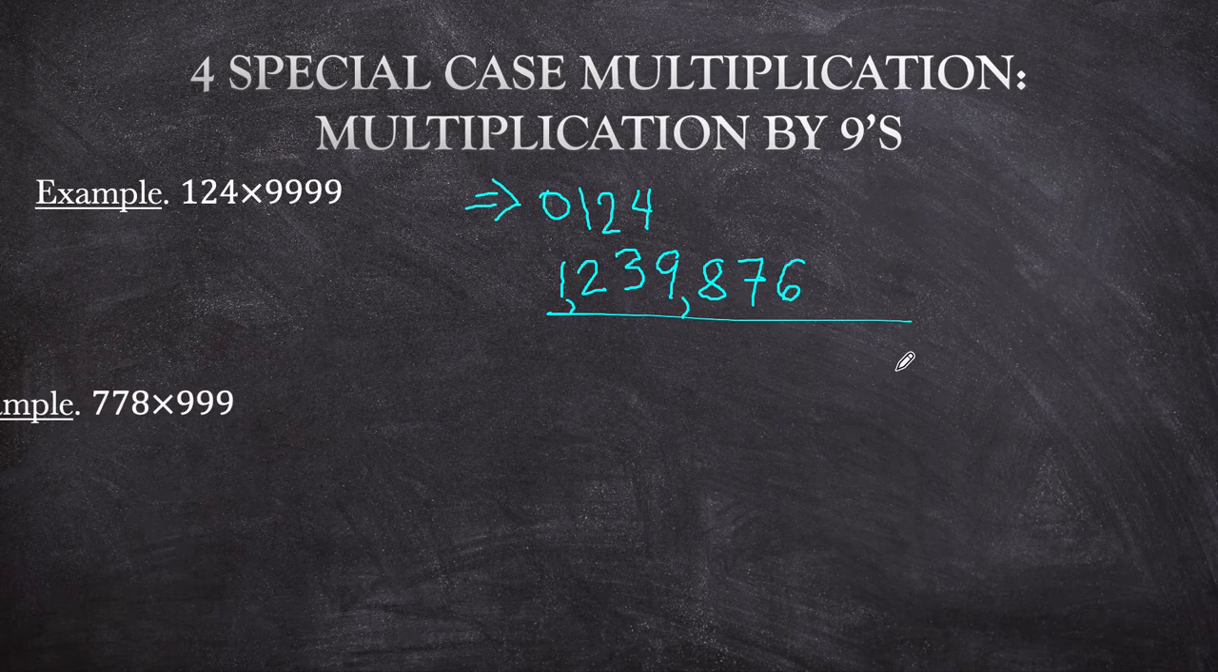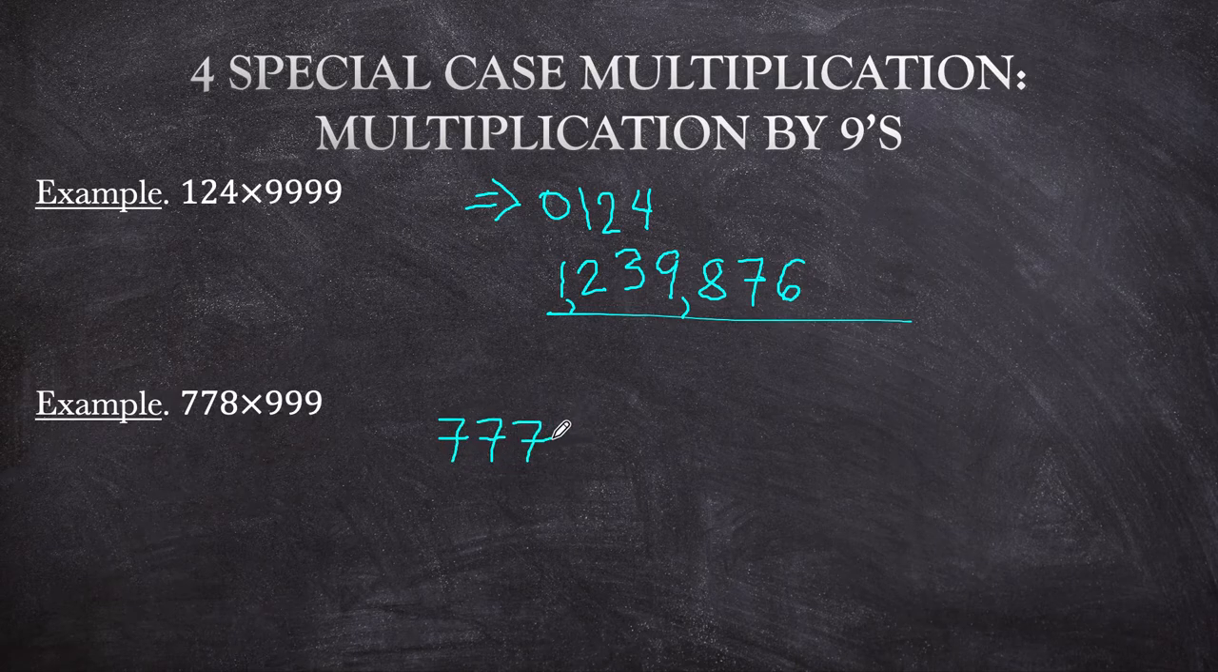Okay. Next example, we have 778 times 999. Since they have the same number of digits, what we do is by one less than the one before, we have 7, 7, 7. And then all from 9 and the last from 10 for the 778. What do we have? 2, 2, last from 10, 2. So that's our answer: 777,222.